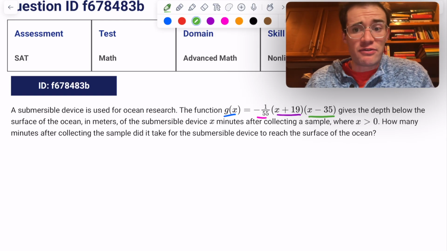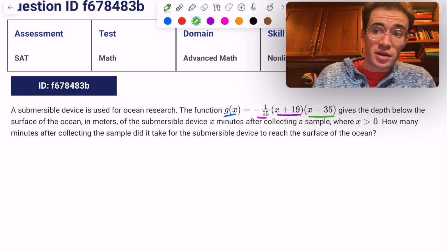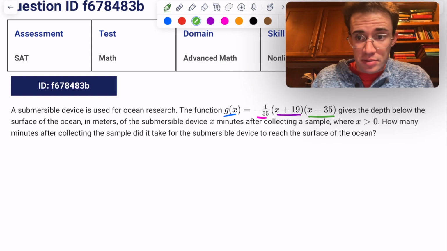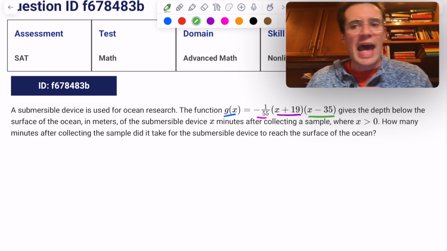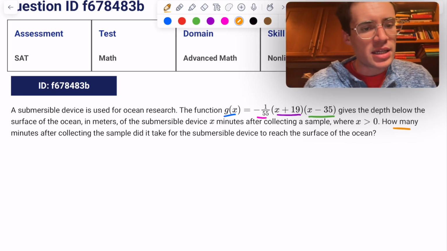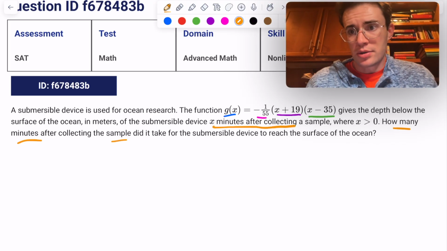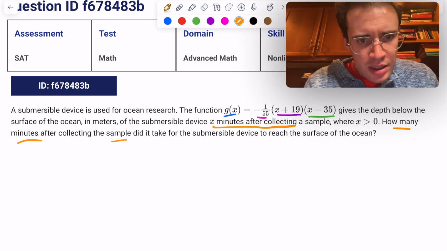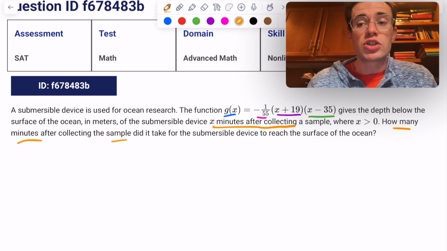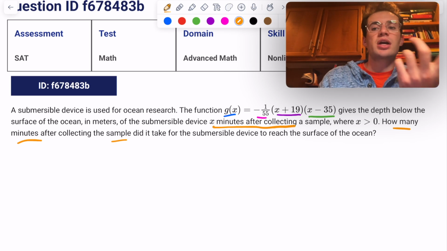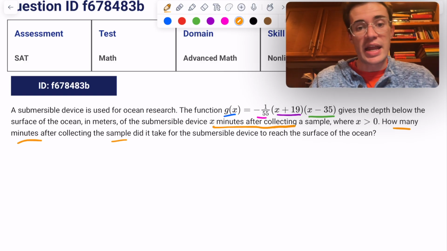And let's see, it's in factored form, so we can figure out the zeros pretty easily. That also means we're going to be able to figure out the axis of symmetry if we need to. And our a value is negative 1 over 55. So it says how many minutes after collecting the sample, so that's x minutes after collecting the sample. It's like what value of x did it take for the submersible device to reach the surface of the ocean? Interesting. So I thought they were going to ask for it to reach its minimum or its maximum. In this case, it would be maximum because it's a negative parabola.